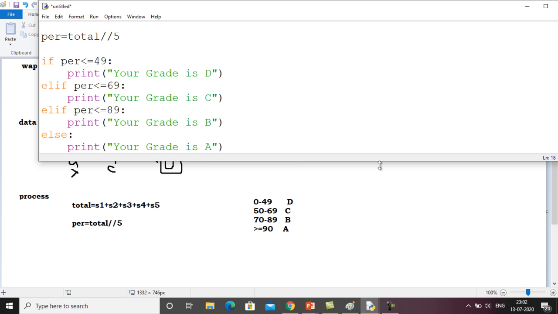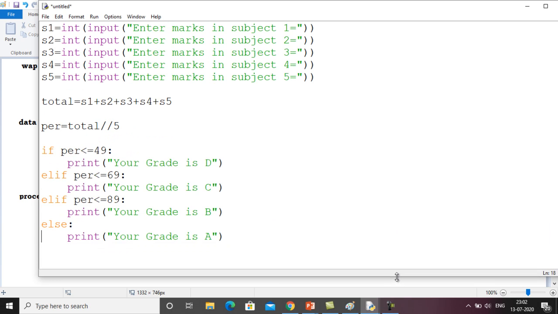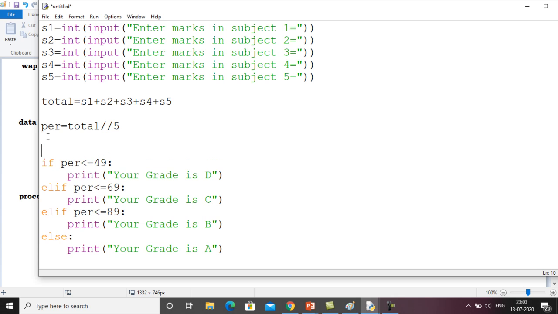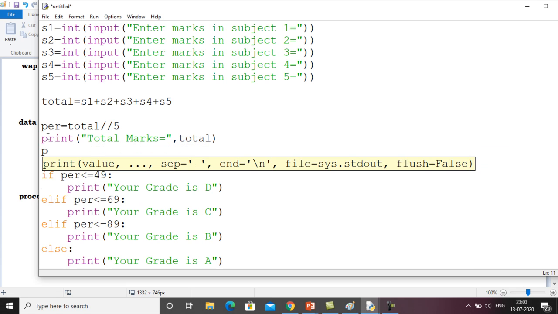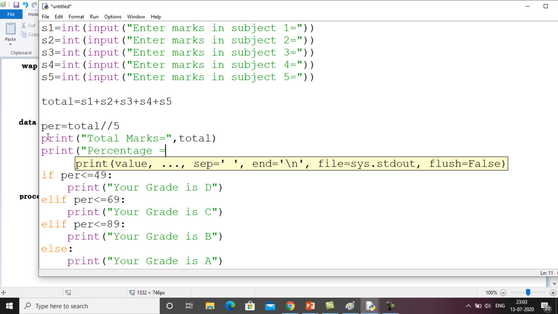Okay, so this is our question answer. So we have completed the program, and this program looks like this. One more thing we will do, we will also display the percentage and total marks. So print, write that total marks is equal to, comma, total. Okay, and after that we will show the percentage, print percentage is equal to, comma, per. Okay, it's per.